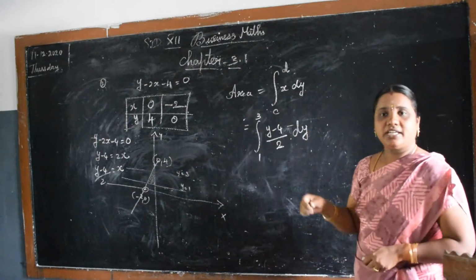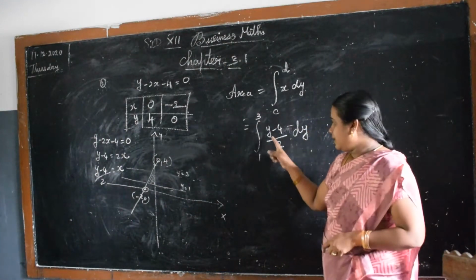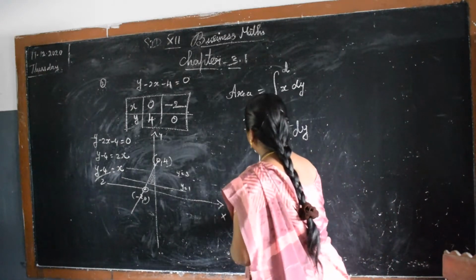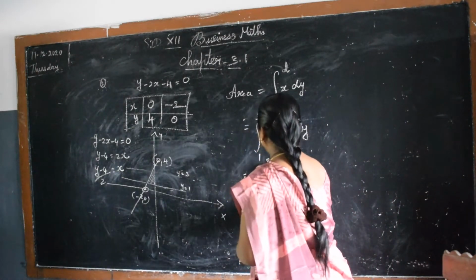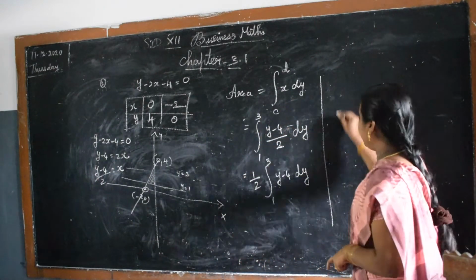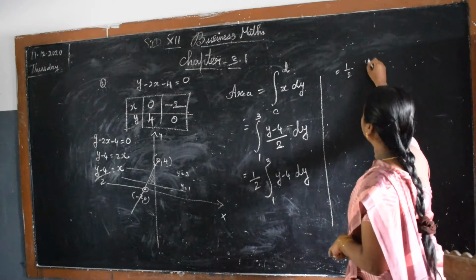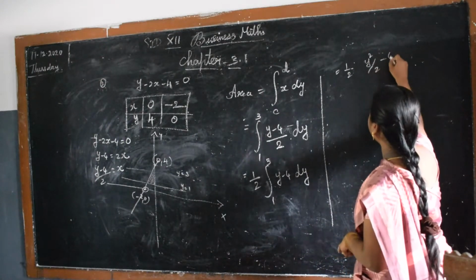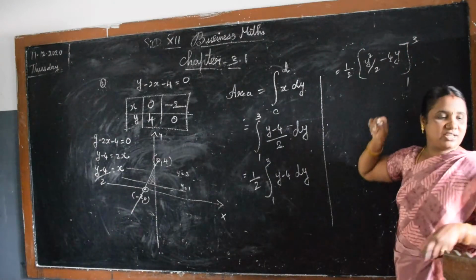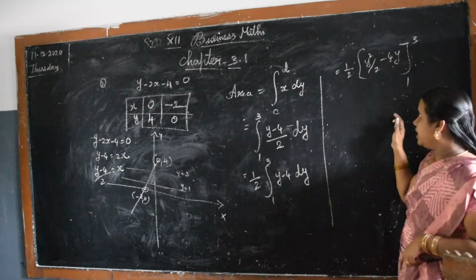Now you have to integrate with respect to y. Since there is a half, take it outside. Half into integral 1 to 3 of y minus 4 dy. What answer will come? Half into y square by 2 minus 4y with the limit 1 and 3. Our limit is between 1 and 3.